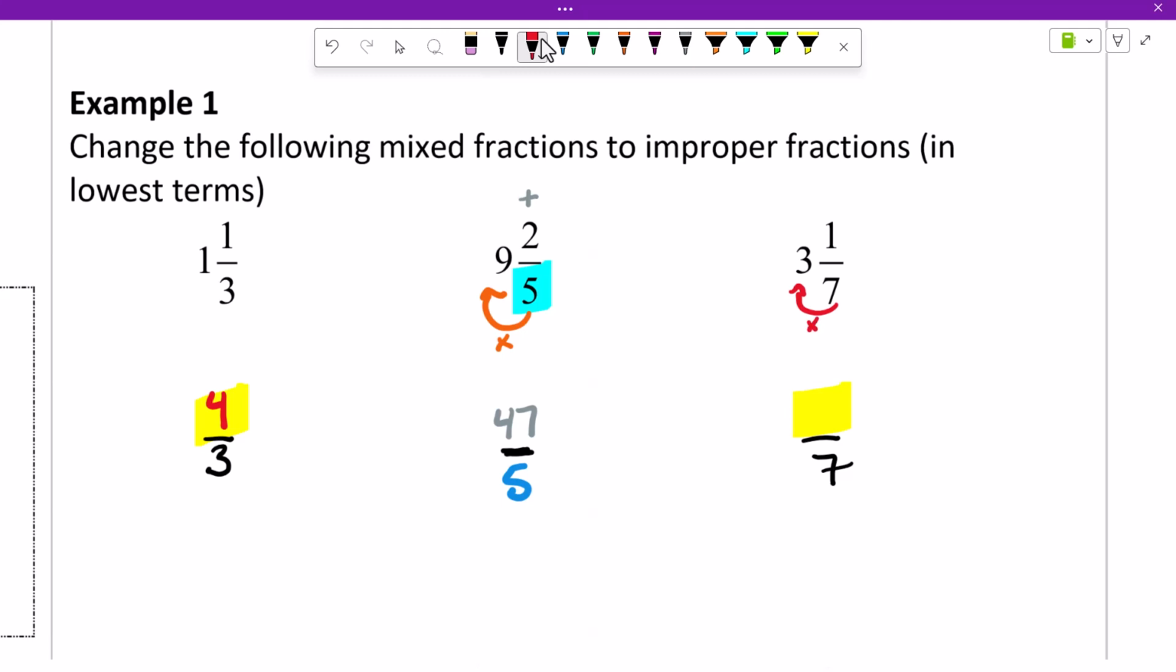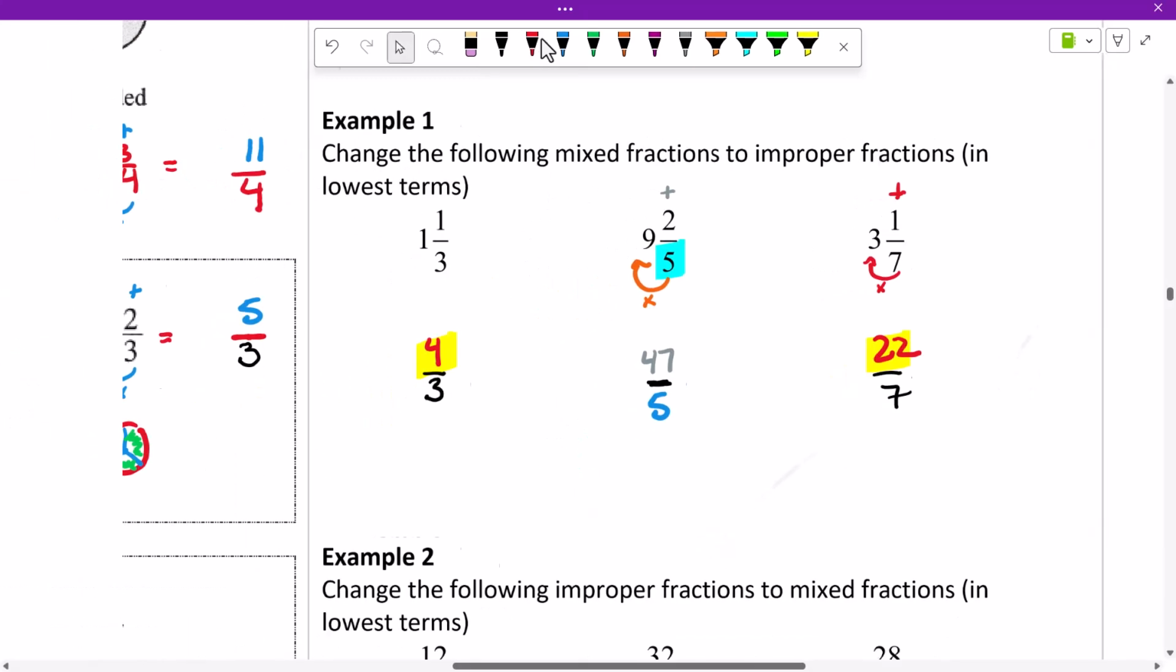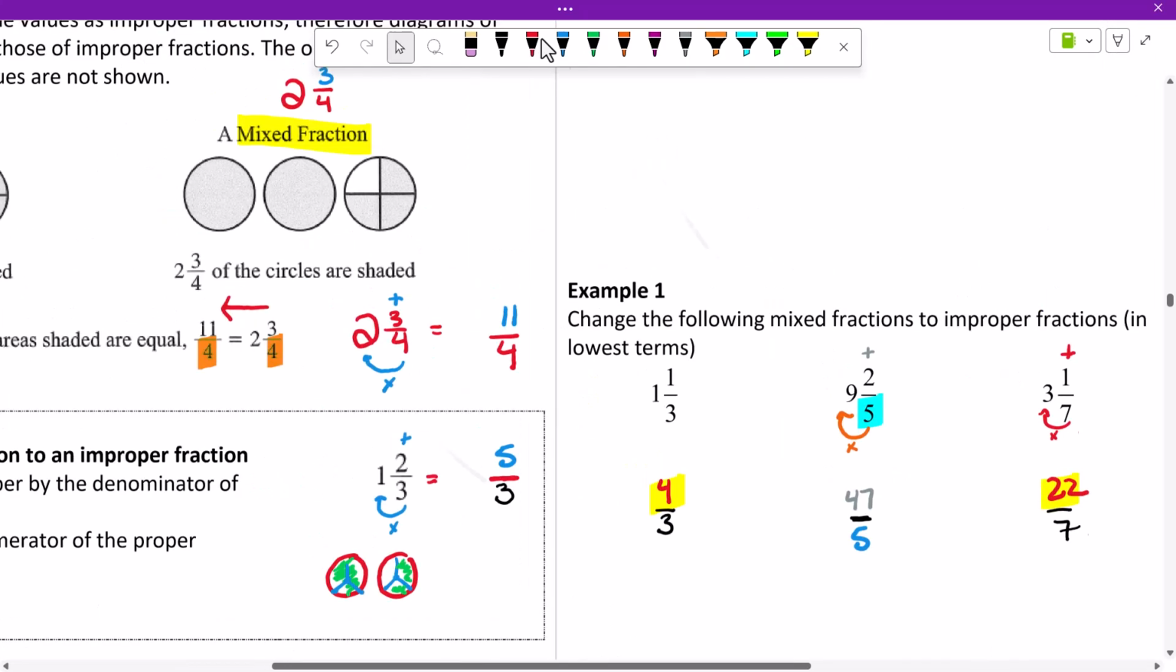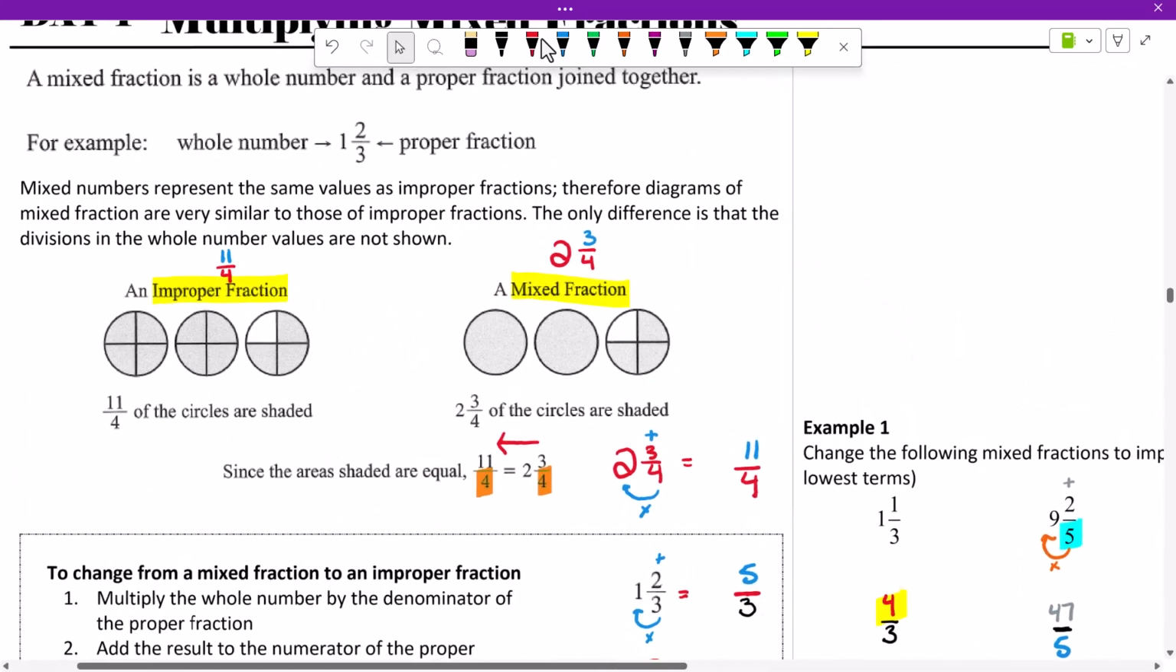7 times 3 is 21. Add the 1, gives us 22. That's it. All right, so we're going to do this calculation a lot. This is the direction we do more often. But we need to be able to go the other way as well. If I give you this, 11 over 4, how do we create the 2 3/4? So if I gave you the 11 over 4, how do we go the other way?